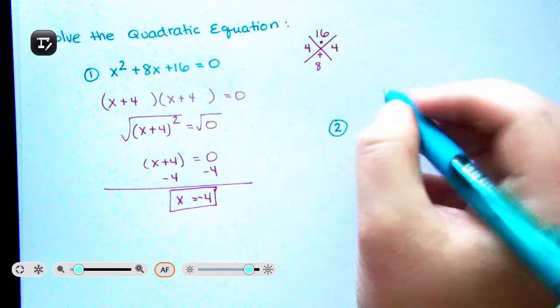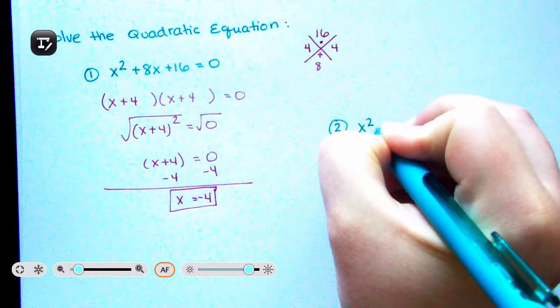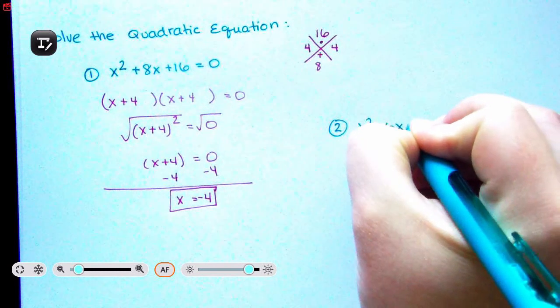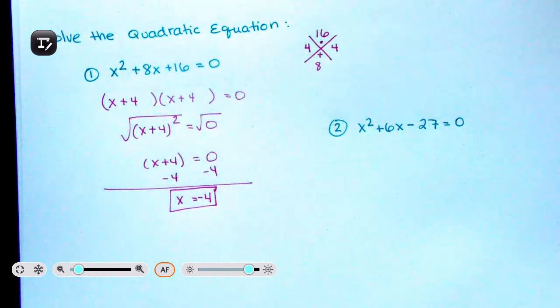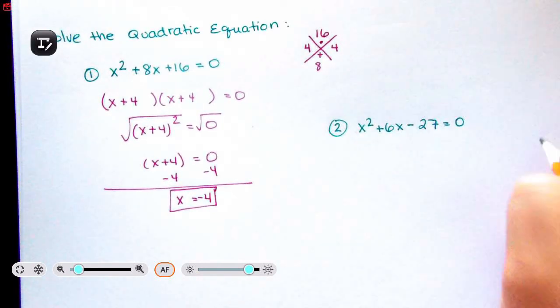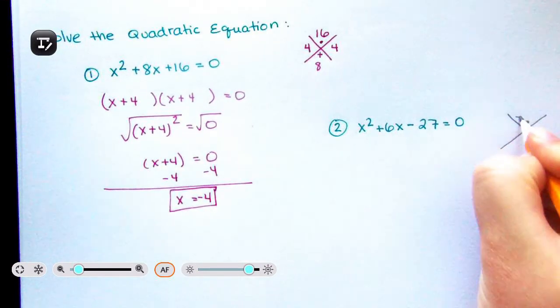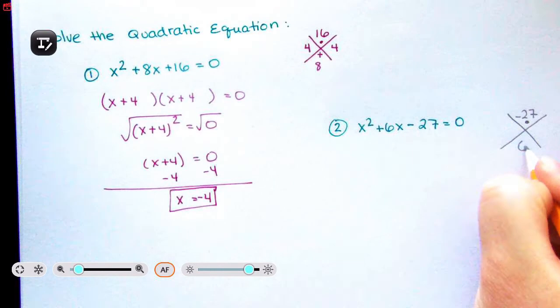All right, our example is x squared plus 6x minus 27. And again, our objective is to solve. So just like before, I'm going to use the diamond method. I am noticing that this has a coefficient of 1. So two numbers that multiply together to give me negative 27, and then add together to give me 6.